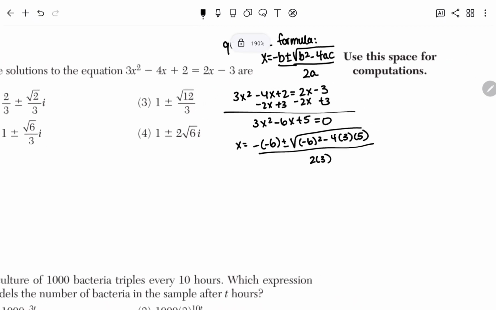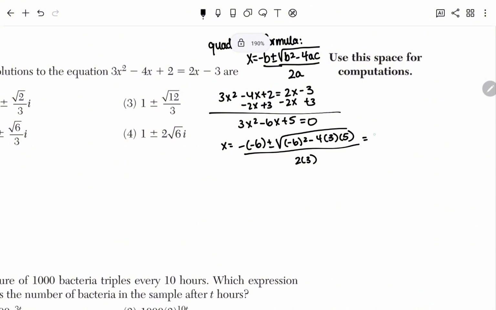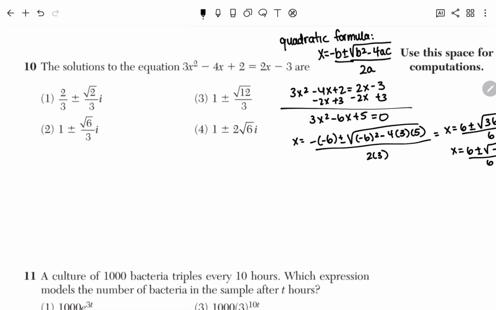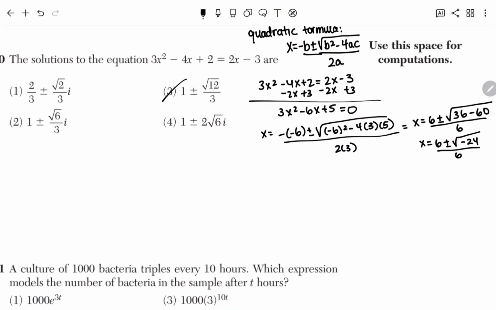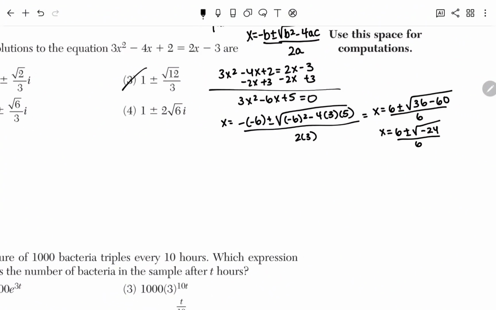I'm going to simplify it. So x equals 6 plus or minus the square root of 36 minus 60 over 6. Simplify that again. x equals 6 plus or minus the square root of negative 24 over 6. So we already know it has a negative, so we can eliminate answer choice 3 because we know it's going to have i.